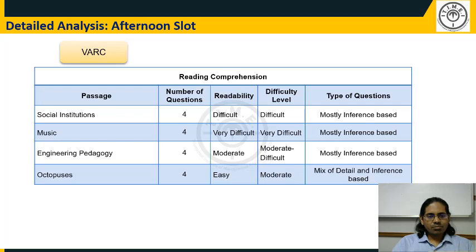The one on engineering pedagogy was slightly easier to read. I would say it's a moderate difficulty level in terms of readability. But because the questions again were a little twisted, the difficulty level would be somewhere between moderate and difficult. The passage on octopus was the easiest of all. It was a very easy passage to read, and the questions were also moderate and not very difficult to answer.